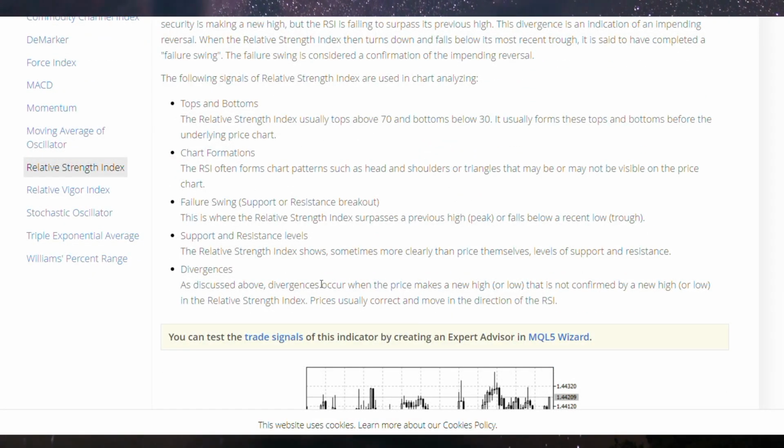And divergence. As discussed above, divergence occurs when the price makes a new high that is not confirmed by a new high in the RSI.